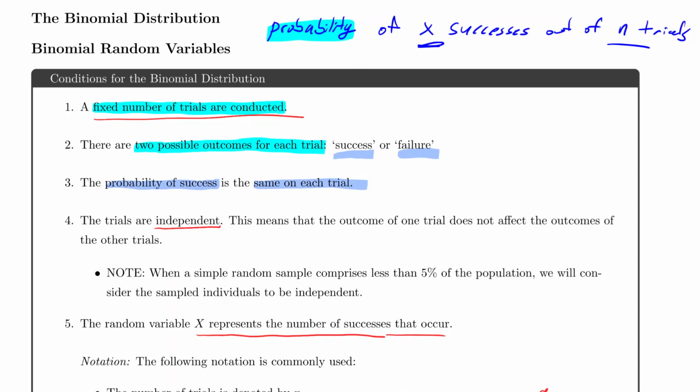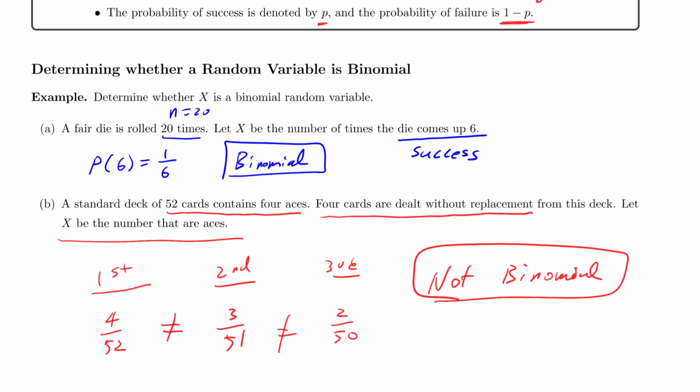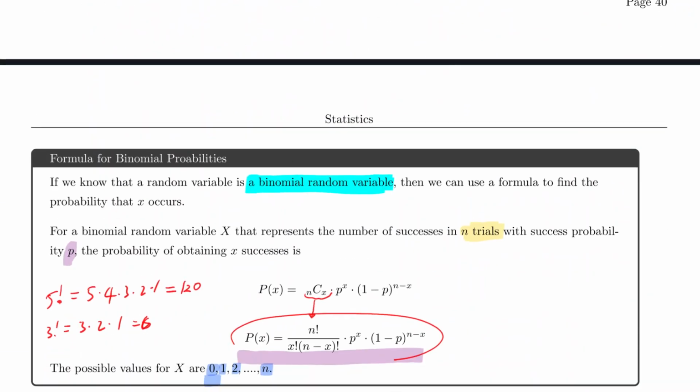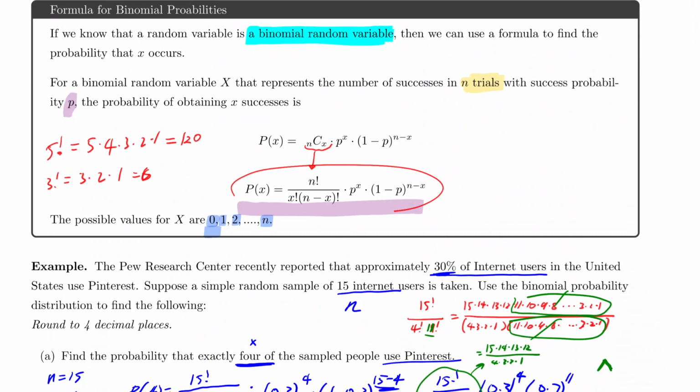So make sure to pay attention to the wording of the problem, because it is not only important to know how to apply this formula, but also to know when to use these formulas, which means you need to be able to recognize when we have a binomial distribution problem.